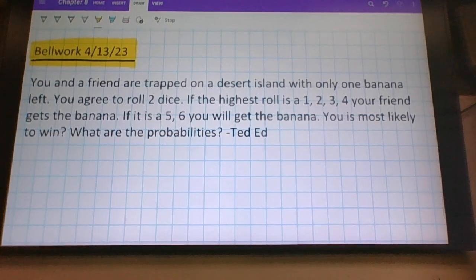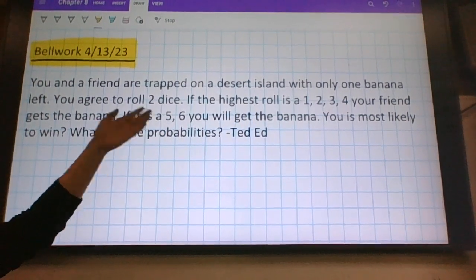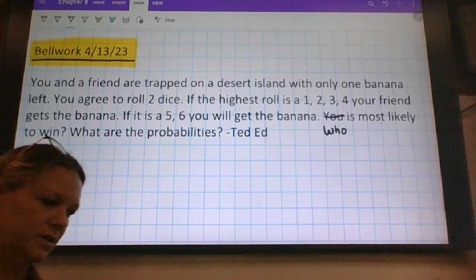It's 4 sides. So you and your friend are trapped on a desert island with one banana. You roll two dice. If the highest roll is a 1, 2, 3, or 4, your friend gets it. If it's a 5 or 6, you get it. Who is most likely to win? And specifically, what are the probabilities?